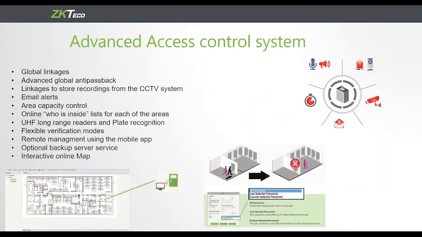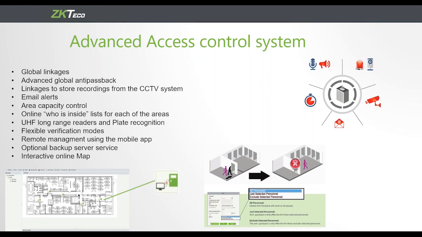Okay, this is an example of an advanced access control system, where we can have global linkages and advanced global anti-passback functions. With this, I mean that in our standard access control systems, it's not possible to have communication between different controllers. So if I have an installation of 8 doors and I have 2 4-door panels in my system, I'm not able to make, for example, an anti-passback between door 1 and door 8, because door 1 and door 8 belong to different controllers. So there's no communication between these controllers.